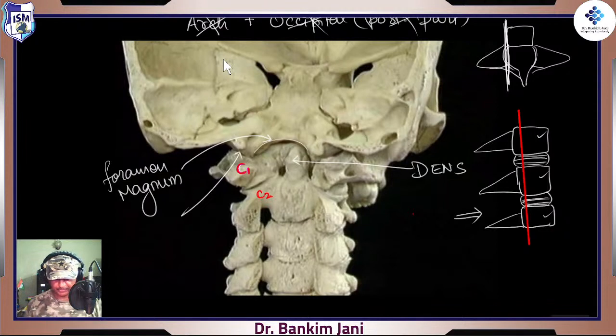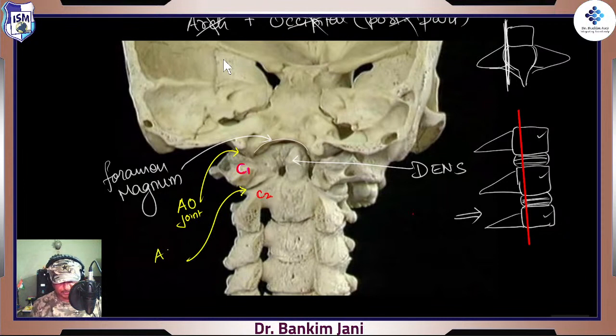Because dens is there. So this means the joint which we are talking about, this joint, this joint, this is between atlas and occipital bone. So this is our AO joint. And similarly, this joint, without any problem, you will say that that is the atlantoaxial joint, AA joint, right? So this is yes joint and this is no joint, right? This is yes joint. So far it is fine.